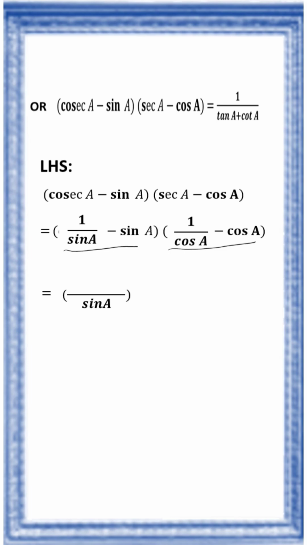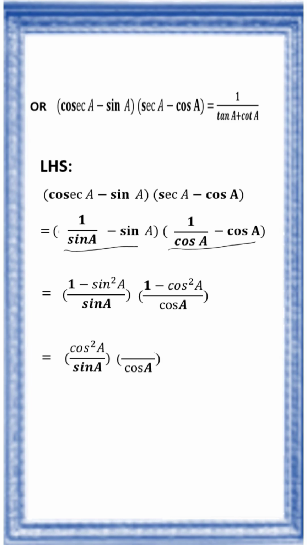1 minus sin square A upon sin A into, here the LCM is cos A, in the numerator 1 minus cos square A. You know that 1 minus sin square A is cos square A. So cos square A upon sin A into sin square A upon cos A.